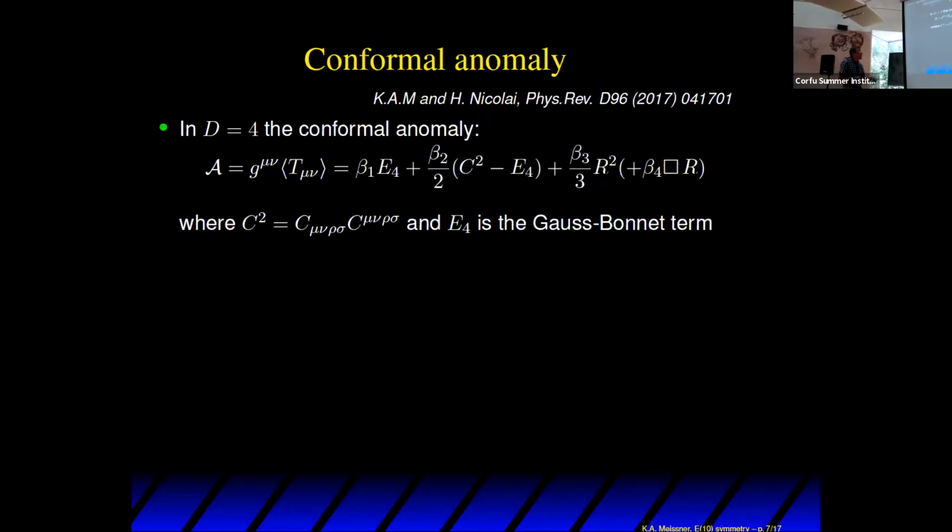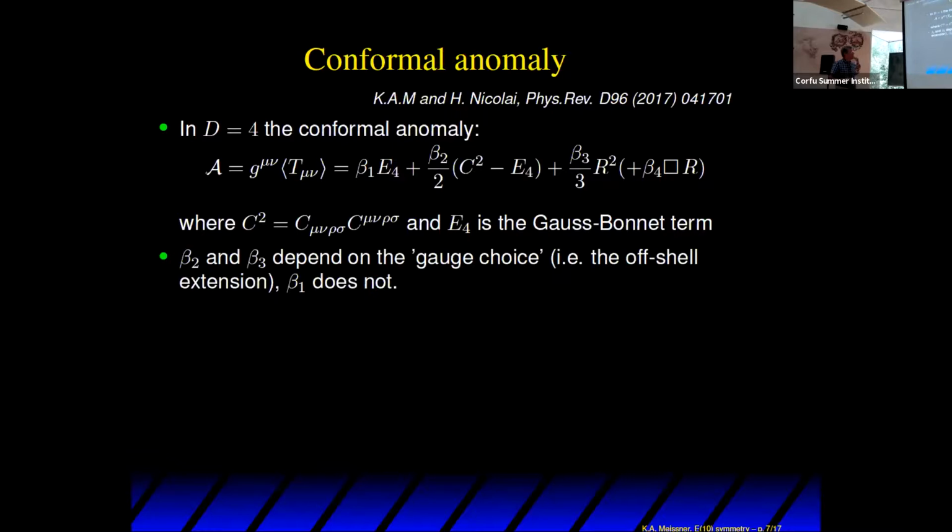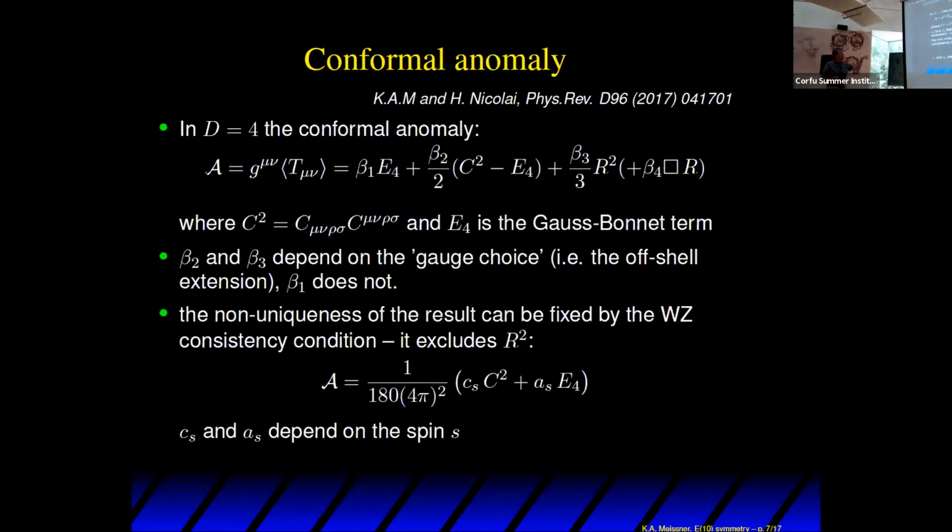So the anomaly, which is the trace of the T mu nu in a quantum sense, of course, is given by this expression, where C squared is the Weyl squared and the other term is the Gauss-Bonnet term. Now, there are some theoretical uncertainties depending on the off-shell extension. I will not stop on that. The non-uniqueness of this result can be fixed by the Wess-Zumino consistency condition. So we are left only with 2 terms, C squared and Gauss-Bonnet, where every field gives a contribution to C and to A.